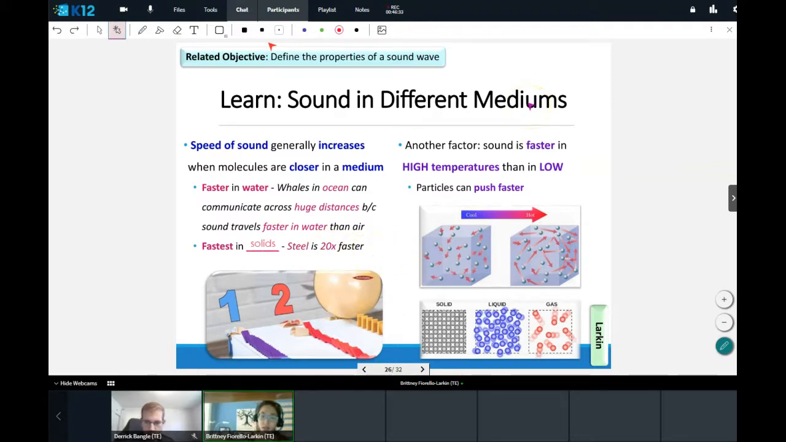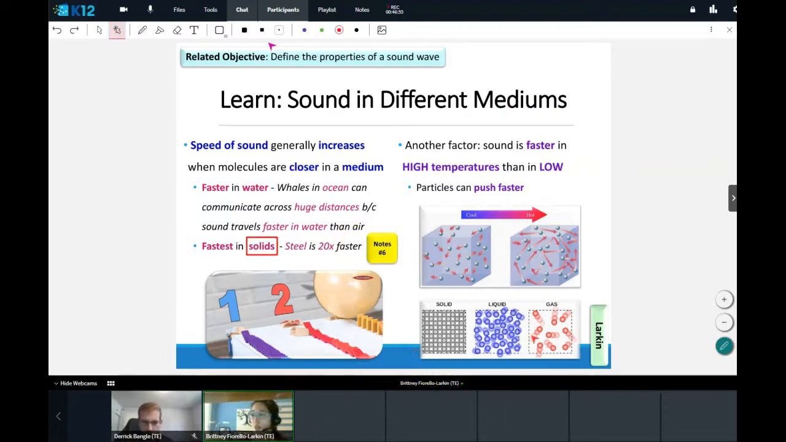Another small factor here is that sound actually travels faster on hot days than on cold days. The reason is because on hot days, the air particles are moving a little bit faster than on cold days. So again, the faster the molecules are moving, the faster they can pass on that message, pass on the sound.